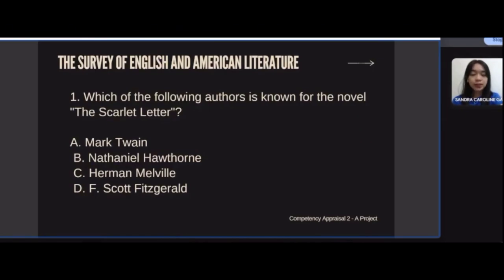A. Mark Twain, B. Nathaniel Hawthorne, C. Herman Melville, or D. F. Scott Fitzgerald? Correct answer is letter B, Nathaniel Hawthorne.